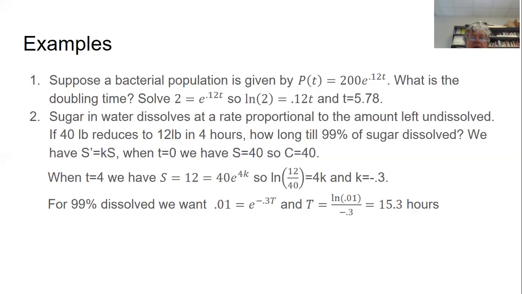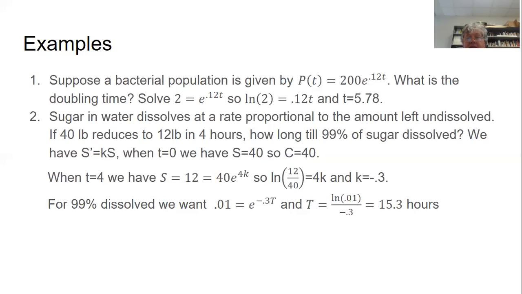So at the beginning, we start with 40 pounds. So C equals 40. So the amount of sugar is 40 times e to the kt. Now we've got to find k. So we're given an extra bit of information. When t equals 4, we have S equals 12 equals 40 times e to the 4k, right? Because t equals 4. So now we solve for k. We need logs for that. So we take 12 divided by 40, take the log of that. That has to equal 4k. So that means k is negative 0.3.